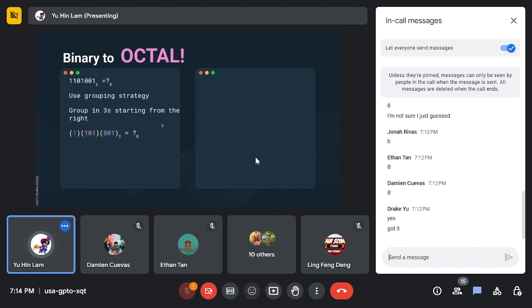That is when our concept of leading zeros comes in. We would add leading zeros until this is full of 3 digits. So this will be 0, 0, 1, and that will be our last group. Make sense?